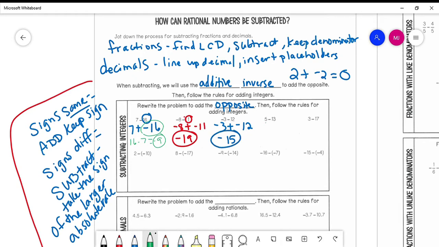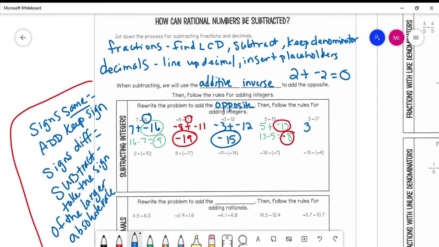Okay, keep the first number. Now add the opposite. This time our signs are different. We've got a positive 5 and a negative 13, so we're going to find the difference. And 13 minus 5 is 8. Take the absolute values. So absolute value of 5 is 5. Absolute value of negative 13 is 13. So this negative 13 has a greater absolute value, which means our answer needs to be negative as well. Answer is negative 8.